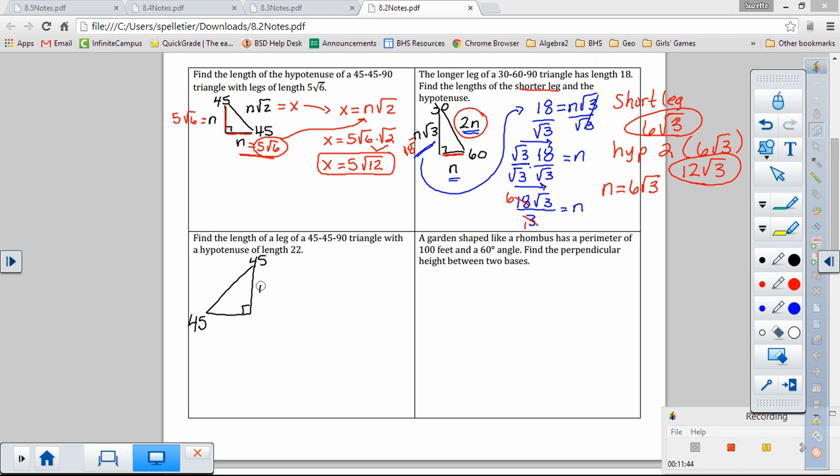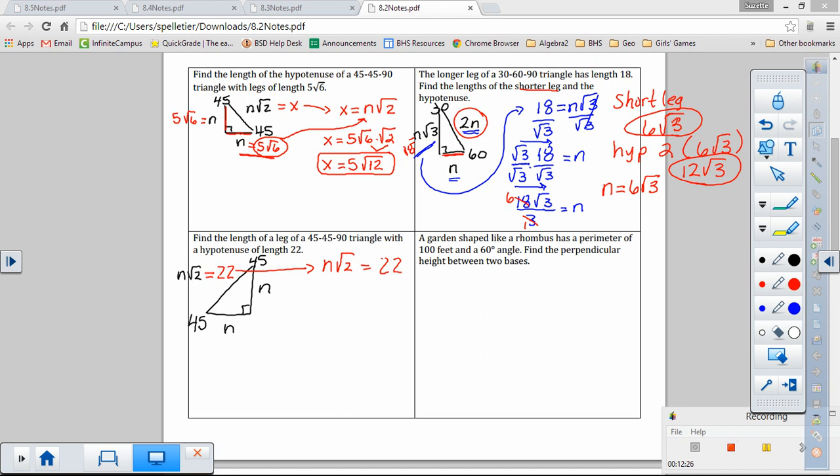And we're going to label our sides n, n, and n square roots of 2. And they're telling us the hypotenuse is 22. So I'm going to go ahead and put that in there. The hypotenuse equals 22. And so let's use the same strategy we used last time. Can I solve this side? The answer is no, because there's no equal sign. Can I solve this side? Again, the answer is no, because there's no equal sign. So I'm going to have to solve this side. N square roots of 2 is equal to 22. That's the only side that is an equation.